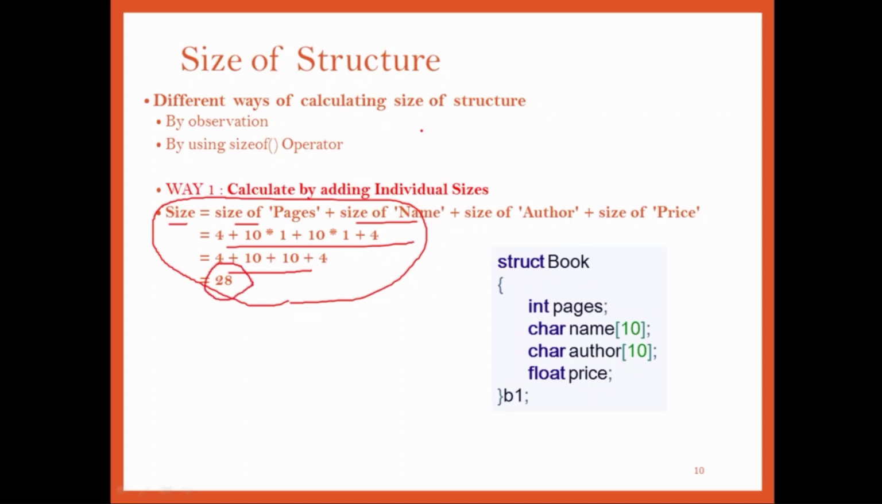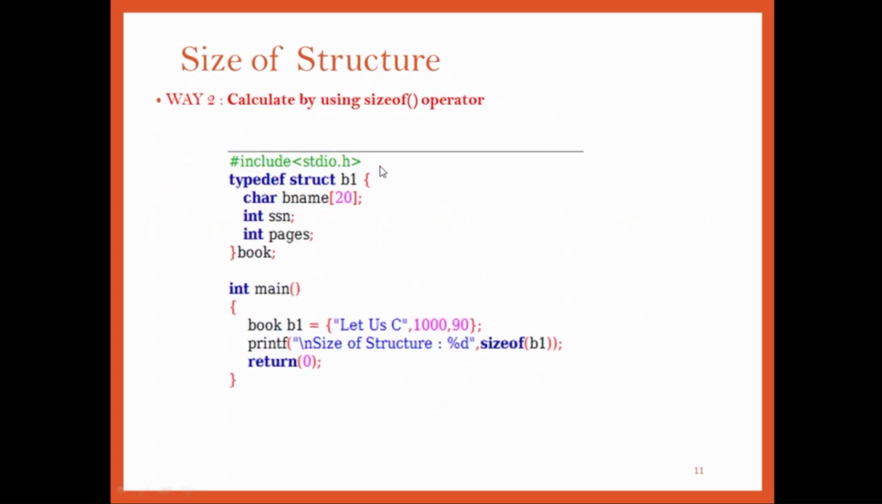So this is manual, but in our C programming, here struct is a keyword, and here I am taking book, this is the name of the structure. Then using different data types like int pages, then char name, char author, where we are taking the size of that array, and float price, and b1. So this is one way, and another way of calculating is by using the size of operator.